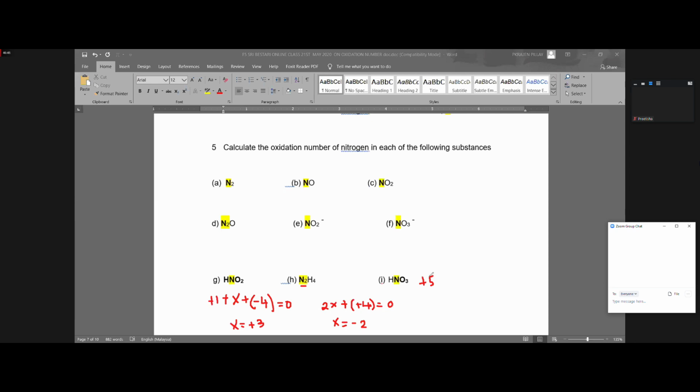Some books write it like this, nitric, but SPM will just say nitric acid. Some books put nitric, then Roman numeral 5, acid, nitric 5 acid, like that sometimes. But SPM will just put nitric acid. Okay, let's go to the next one, number 6.